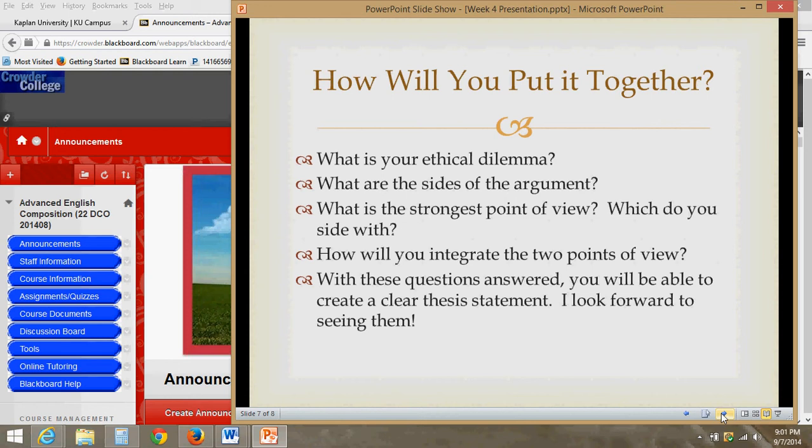You should look at the reading and try to determine how you would project that element into your paper. And then how will you integrate the two points of view? How will you put them together in the final paper? So once you've answered these questions, you should be able to create that thesis statement. And I really look forward to seeing them. You're welcome to, as you're brainstorming this week, put your possible working thesis statements on the board, and we could talk about those too this week.